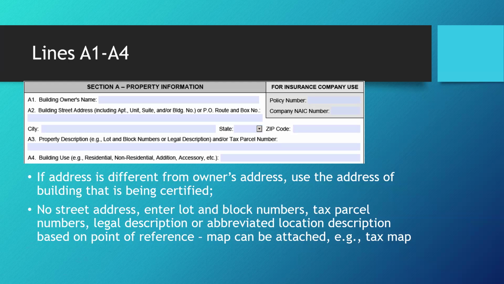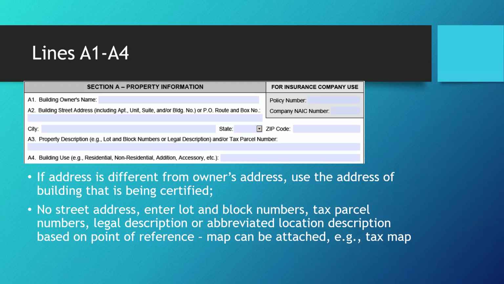And then a property description. So this is the lot and block numbers or a legal description and or tax and parcel numbers. It might be a little more difficult to define in a rural area, so you might have to do some digging to get those numbers, but you want to make sure that it matches the address exactly. So yeah, if there's no street address, enter the lot and block numbers or tax parcel legal description.